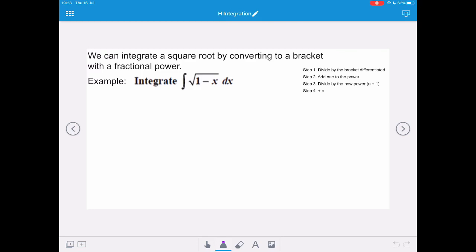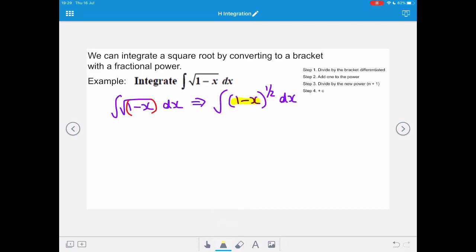Now we can integrate a square root by converting it to a bracket with a fractional power, because we know that the square root of x is x to the power of a half. So if we want to integrate the square root of 1 minus x with respect to x, we can put a bracket round that 1 minus x and rewrite this in an integrable format as the integral of (1 minus x)^(1/2) with respect to x.